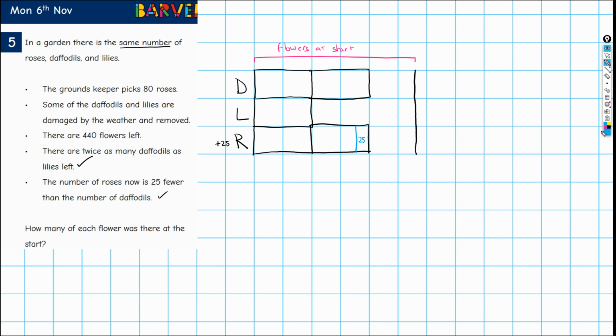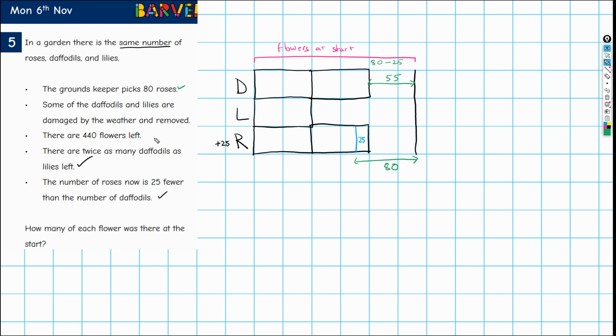This says the groundskeeper picked 80. So we know that this has a value of 80, from here and including this 25. What this then also tells us is that if we take 25 away from 80, that is this value here, which is 55. I think that's all the information we can glean there.